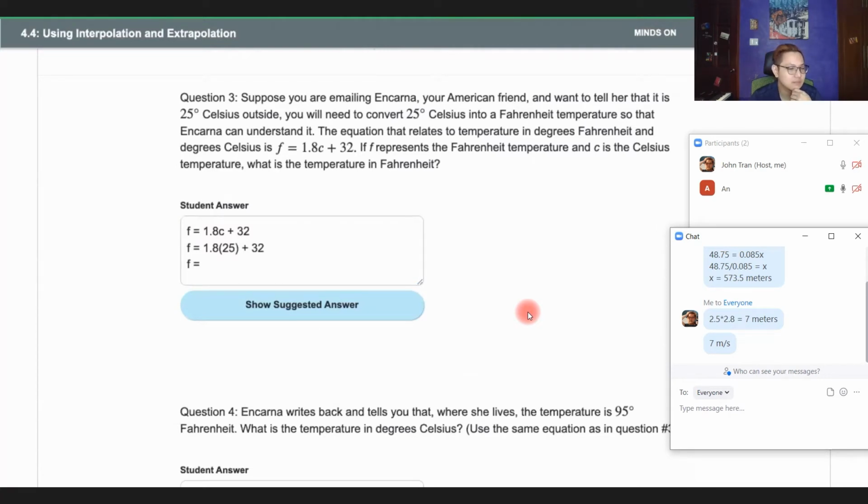1.8. I think it's 40... 45 plus 32, 77, right?